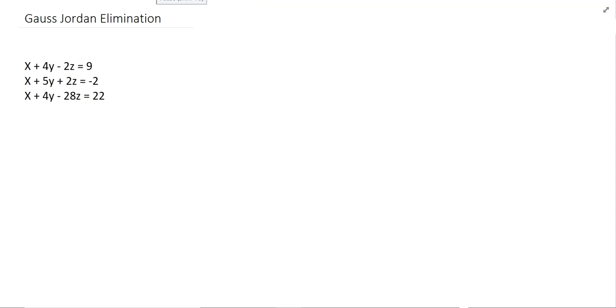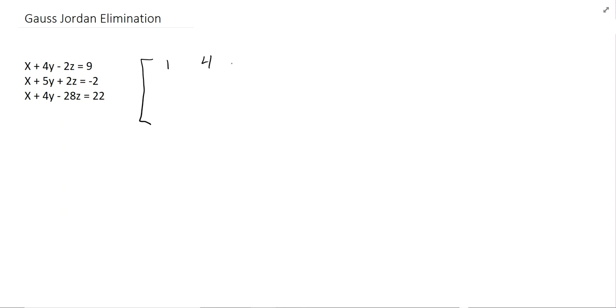Alright, so we're looking at the system of equations: x plus 4y minus 2z equals 9, x plus 5y plus 2z equals negative 2, and x plus 4y minus 28z is equal to 22. So of course the first thing we want to do is put it into that augmented matrix.